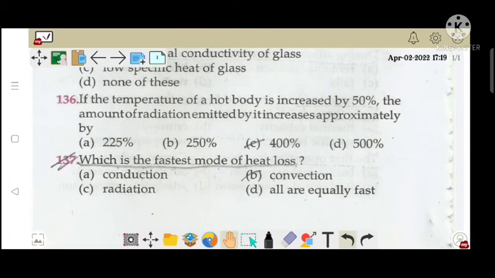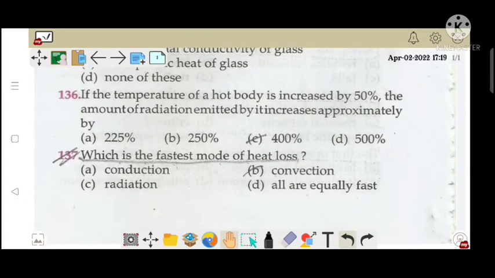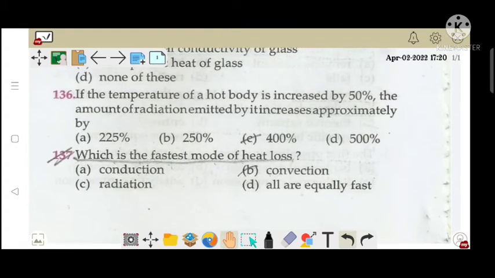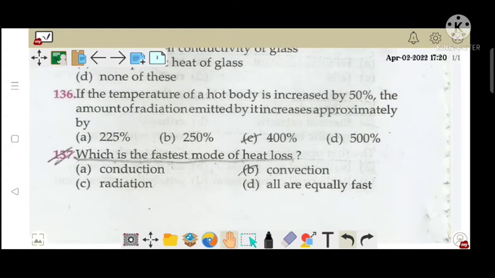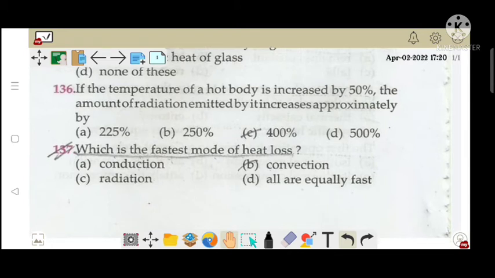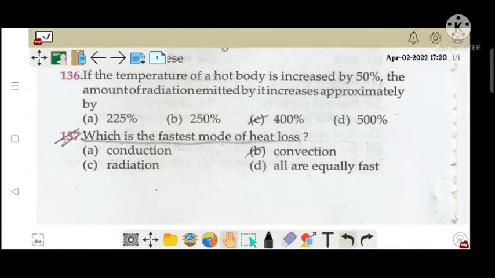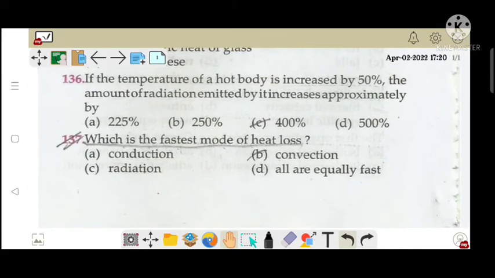If the temperature of a heated body is increased by 40% to 50%, then the amount of radiation emitted increases approximately by 400%. Which of the following is the fastest mode of heat loss: convection?